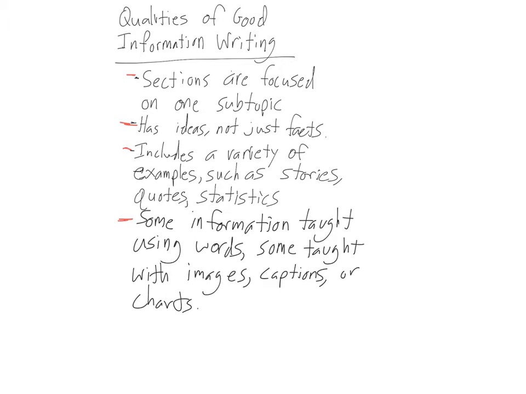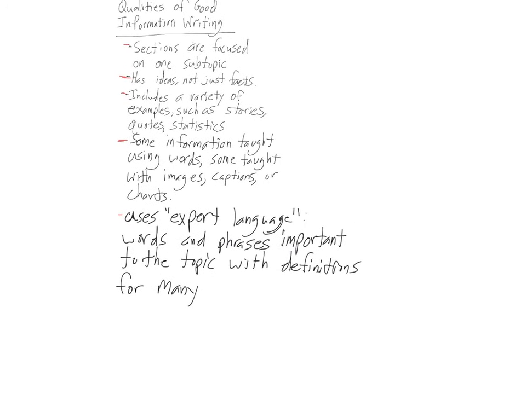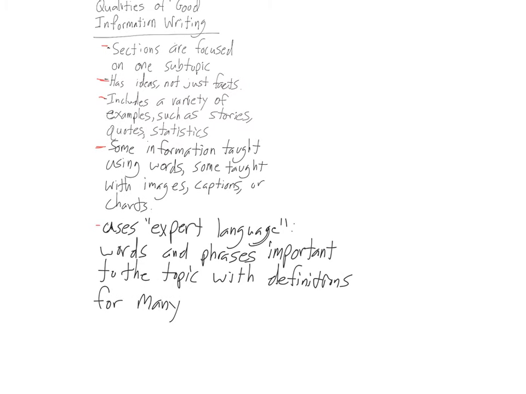Now we're going to take a look at some informational text and see which of these qualities it has. One more thing you need to copy into your chart as well. I forgot the fifth one, and that is uses expert language, words and phrases important to the topic, with definitions for many of those words. Now we're going to look at an informational text and see which of these five items it has in it.